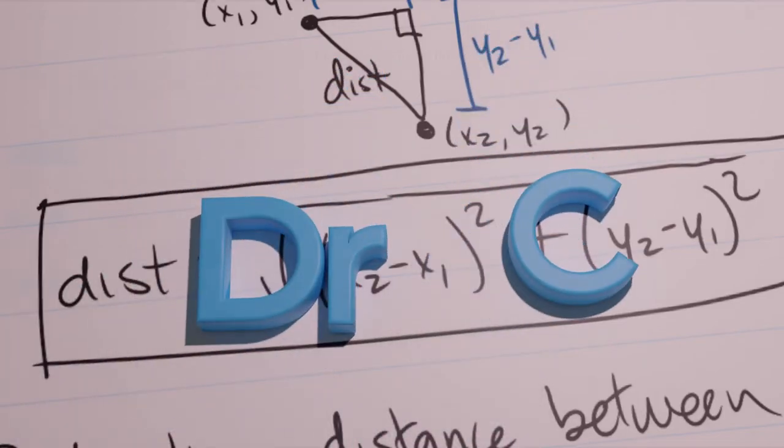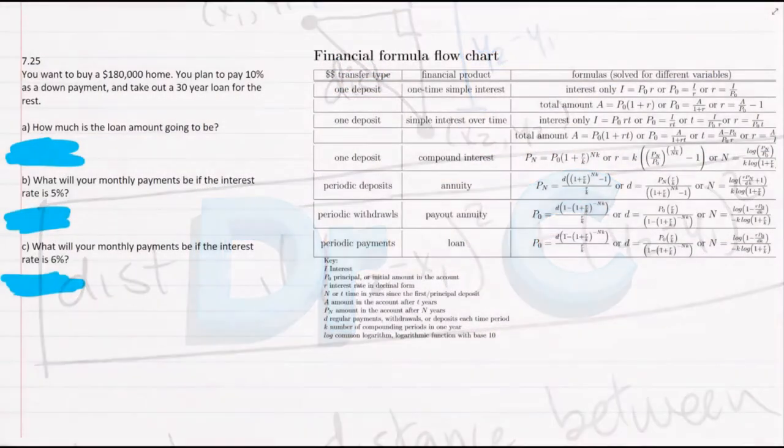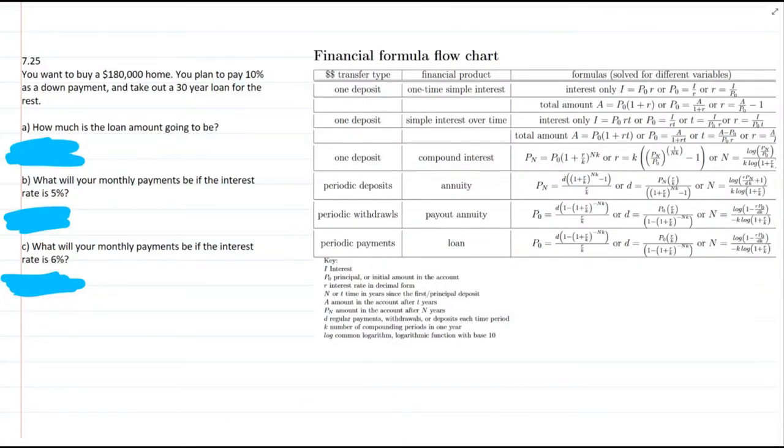So we're going to buy a $180,000 home. We're going to put 10% as down payment and take a 30-year loan for the rest. So how much is the loan going to be? Well, it's less than $180,000. How much less? So this is part A.